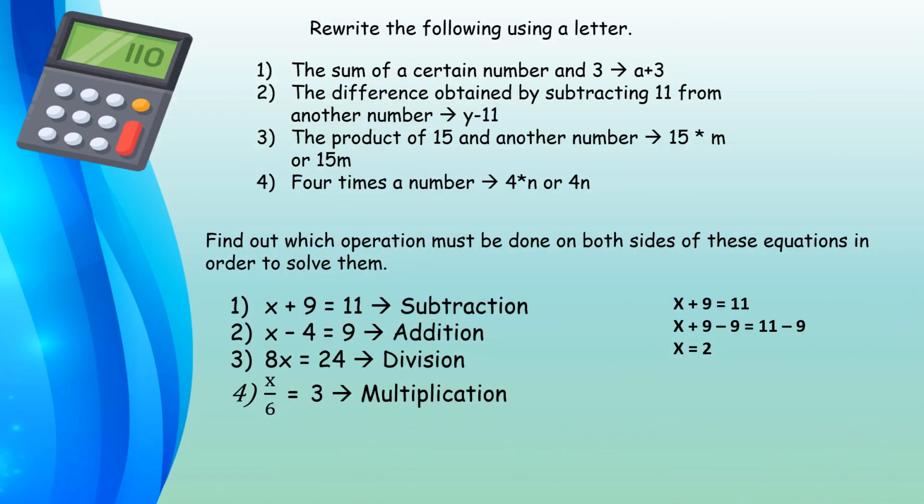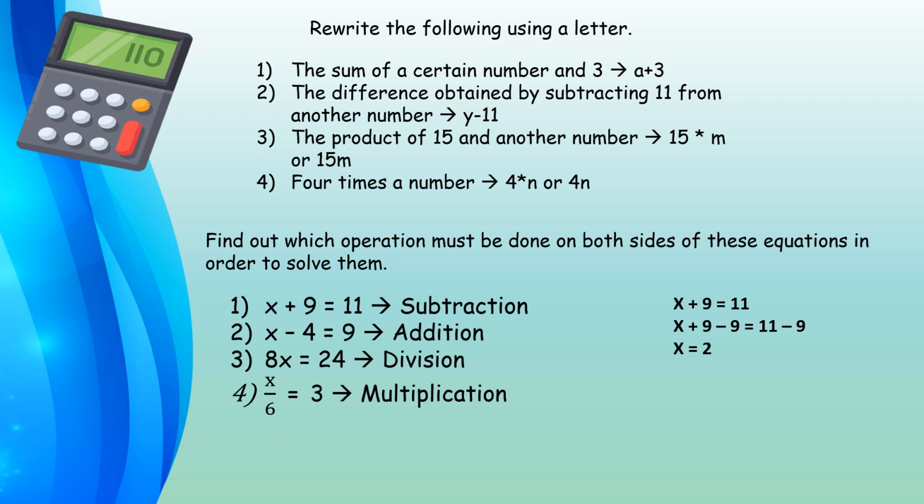Now let us solve some of the questions from your practice sets. Rewrite the following using a letter. The sum of a certain number and 3: a plus 3. The difference obtained by subtracting 11 from another number. 11 from another number, I told you, we don't know what the number is. So y minus 11. Product of 15 and another number: 15 into m, or you can write 15m. 4 times a number means 4 into a number. We don't know it, so 4 into n, or 4n.